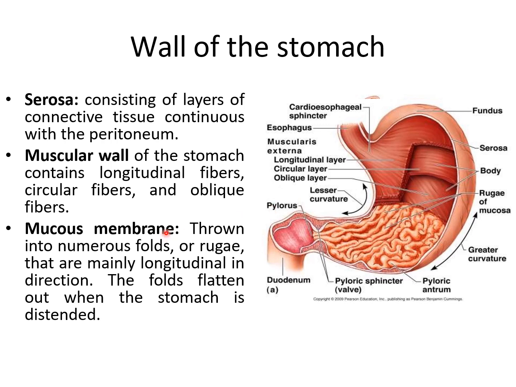Then the innermost layer is the mucous layer, which is thrown out into numerous folds or rugae. This is the mucous fold or rugae, innermost layer. They are mainly longitudinal in direction. The folds flatten out when the stomach is distended. So the serosa, muscle wall, and mucous membrane.